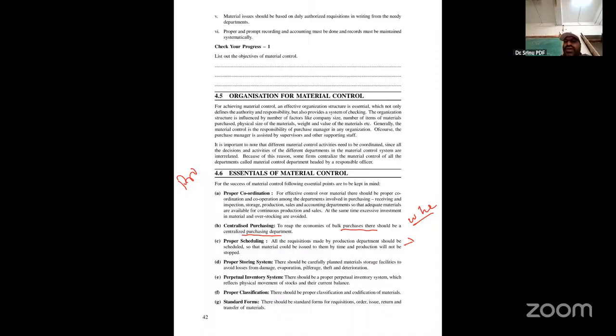So scheduling means how much you want to purchase and which department requires which type of material. That entire thing we are going to plan. Next one is the perpetual inventory system. There should be a proper perpetual inventory system which reflects the physical movement of stock and their current balances.